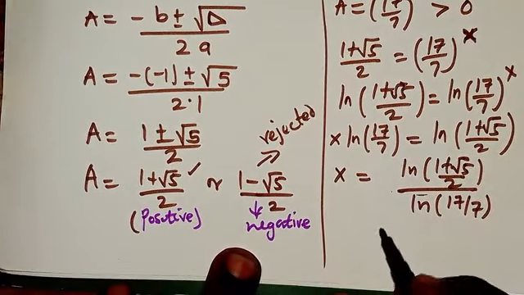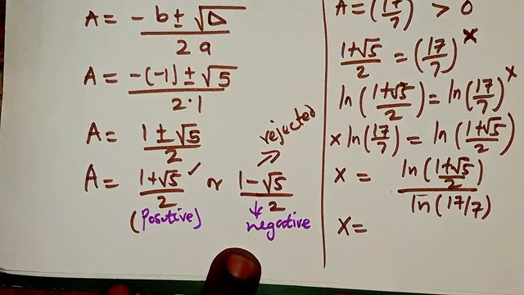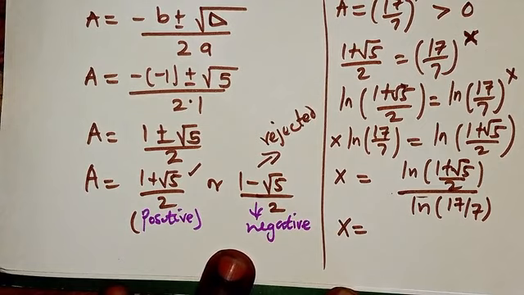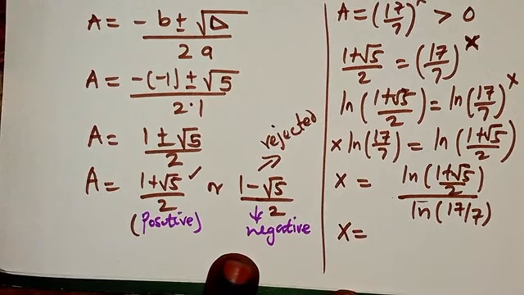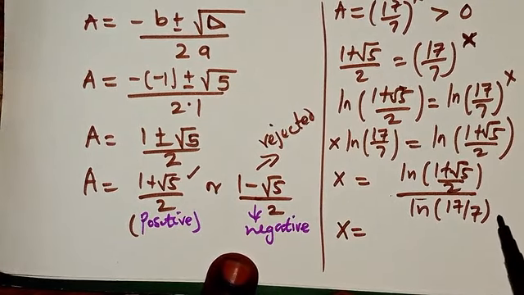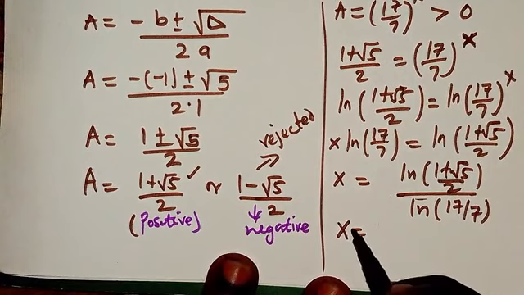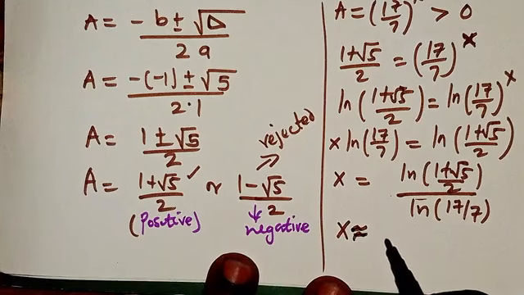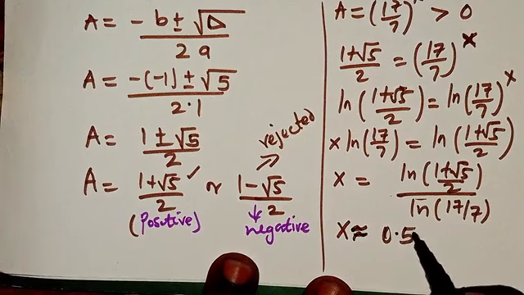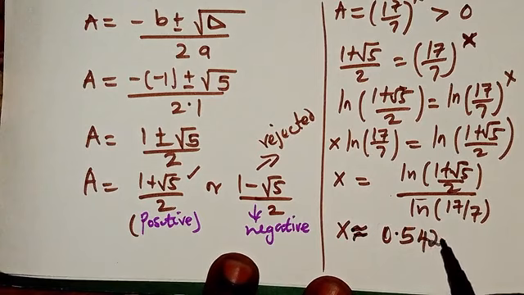So when you put this inside your calculator, you are going to have your solution. But it is actually good if you can leave it in this form because this is more accurate. But if you want to leave it in decimal, x will be approximately 0.5423, to four decimal places, and that is the end of the class.